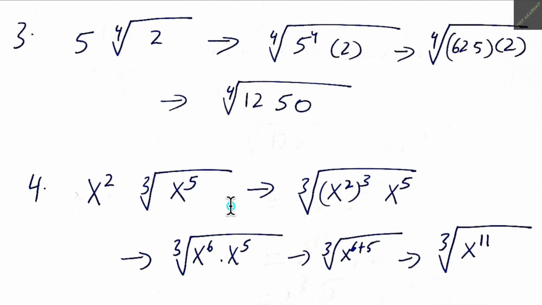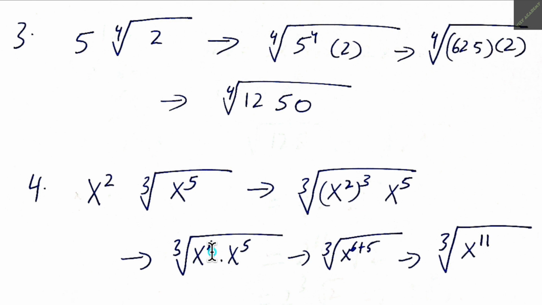Some questions only involve variables like x square and cube root of x to the power of 5. So x square will go with x to the power of 5. Because the index is 3, it will become x square to the power of 3 times x to the power of 5. Here we will be using exponent law called power rule. So x squared to the power of 3 will become x to the power of 6, because 2 times 3 is 6.